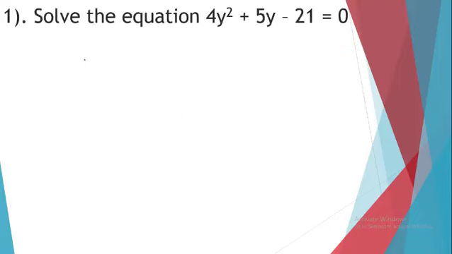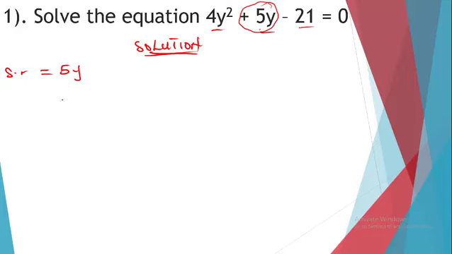We are given 4y squared plus 5y minus 21 equal to 0. Okay, and we are asked to solve it using factorization method. In factorization method, the first thing we do is to find what we call the sum of roots, and the sum of root of every quadratic equation is the middle term. So in this we have our sum of roots to be what? 5y, and then we have secondly the product of roots, and the product of roots is the first term times the last term. Okay, that is 4y squared times minus 21.